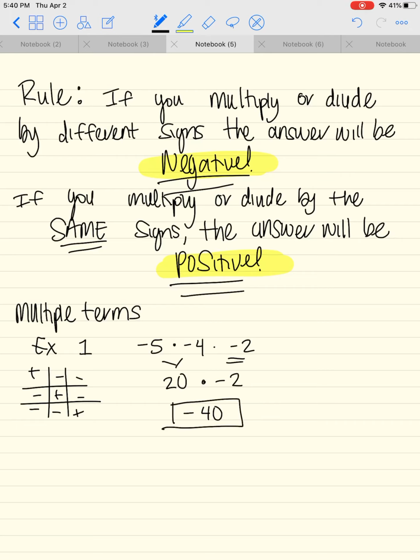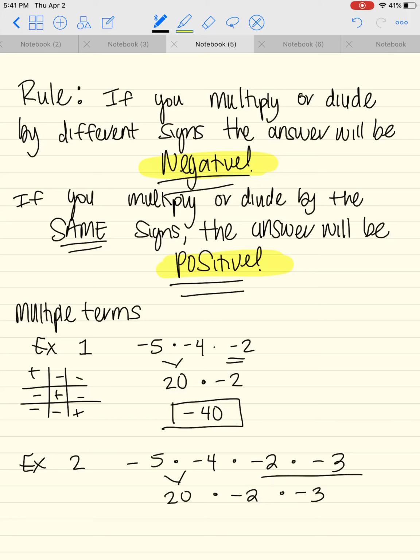Well, what if I added another negative number into that mix? So what if instead of having only 3 negative numbers, I had 4 negative numbers? So let's suppose that this time I had negative 5 times negative 4 times negative 2. Let's add another negative 3, just for fun. Remember to add a times. So negative times a negative, same sign is positive, so this is positive 20, and we just did it in example 1, times negative 2 times negative 3. Bring these guys down, don't forget them.